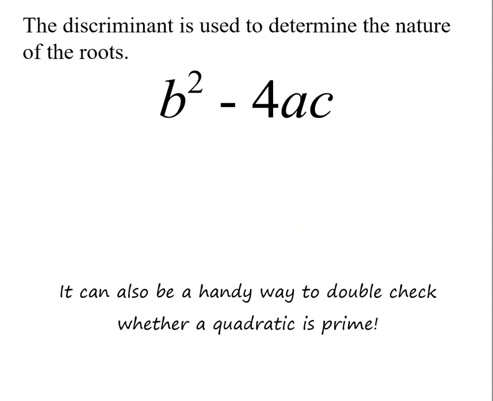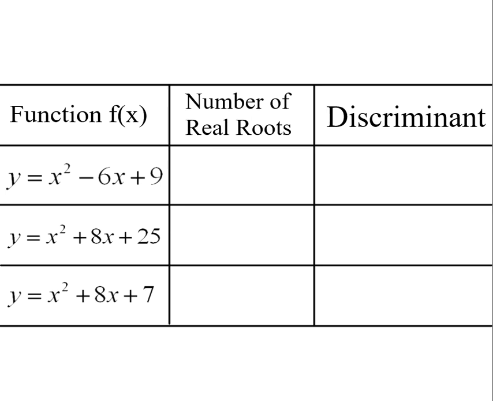So again, the discriminant was in the quadratic formula, and it's b squared minus 4ac. What we'll do is that will tell us how many roots and what kind. It's also a nice way to tell if a quadratic's prime, because if b squared minus 4ac comes out as a perfect square, then the quadratic is factorable. So, we already said this had 1, this had 0, and this one had 2.